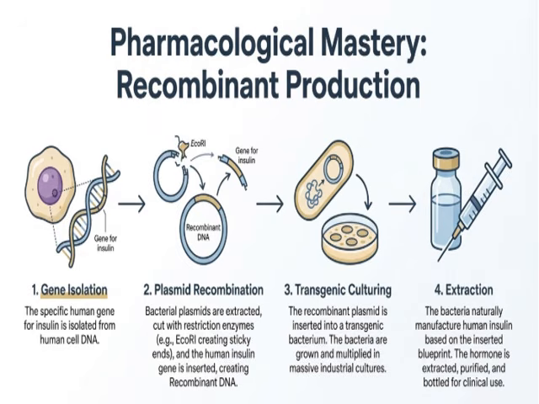So the result is Humulin. Most of you must have come across this name. This is the synthetic human insulin, and this technology is a landmark in medical history because it provides a pure, non-allergic supply of insulin that is chemically identical to what is produced in the human pancreas. And it's a perfect example of how the biochemistry you learn in the lab translates directly into life-saving treatment at the bedside.